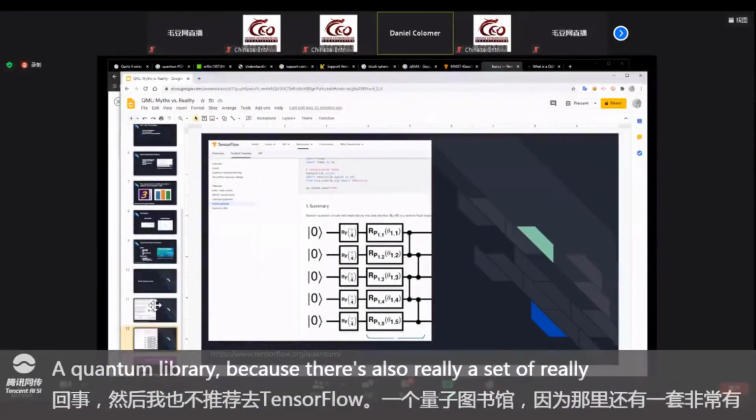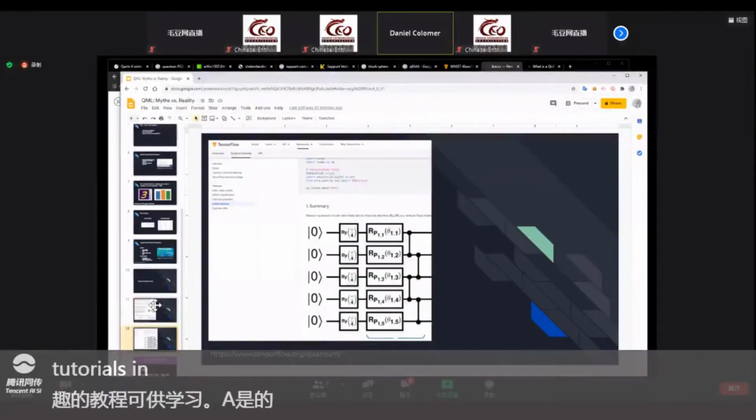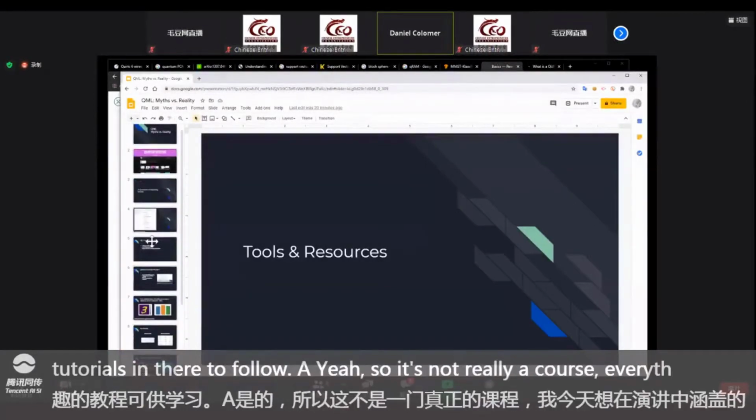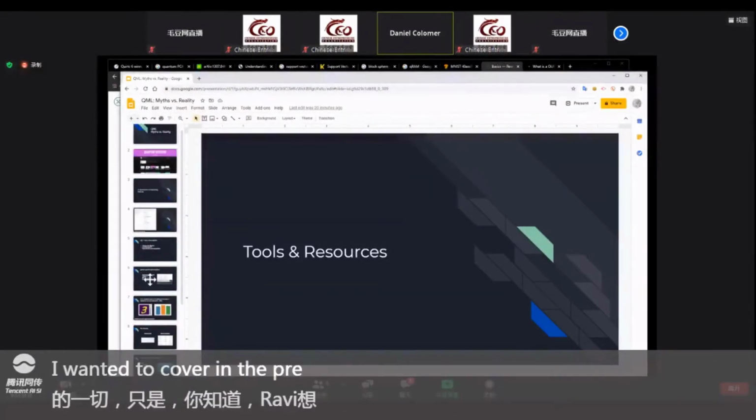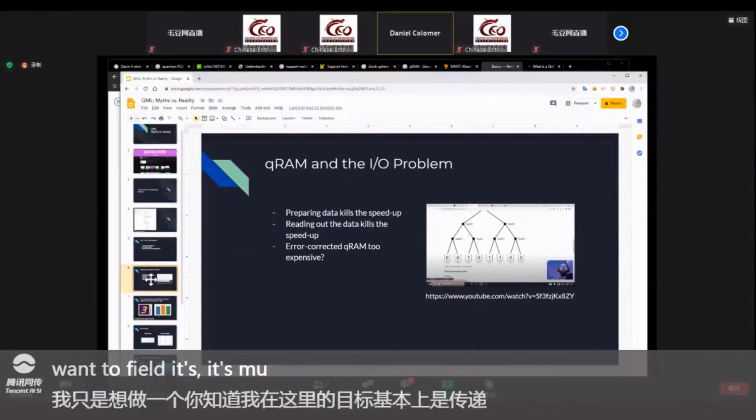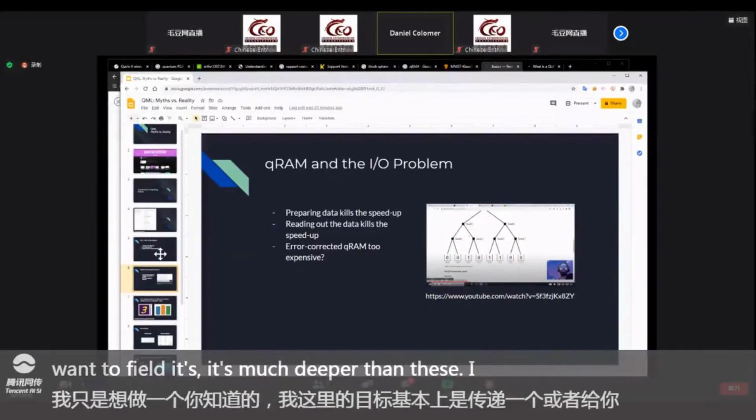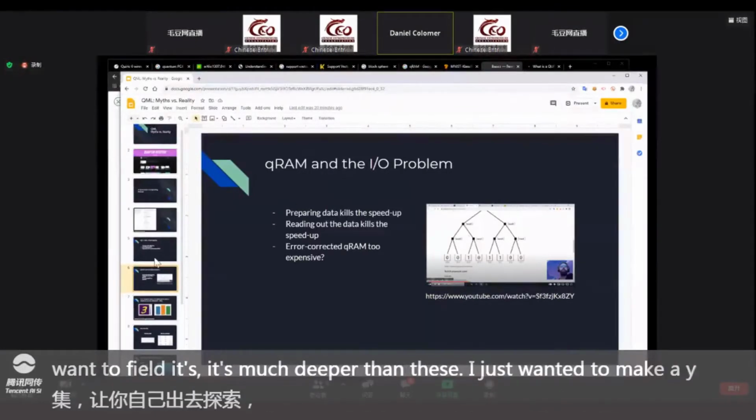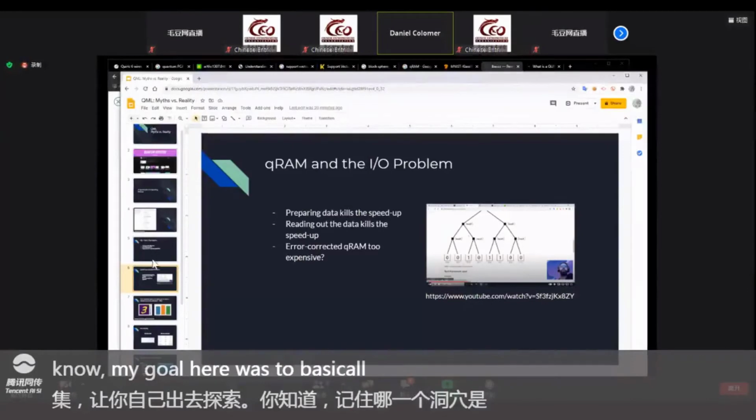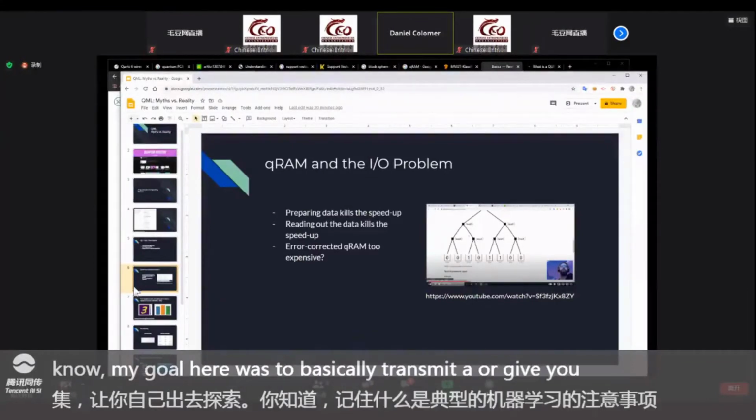Yeah, so that really covers everything that I wanted to cover in the presentation today. Just a rough view on the field. It's much deeper than this. My goal here was basically to give you the basic toolset to go out and explore by yourself, keeping in mind the caveats for the typical quantum machine learning hype stuff that you can find out there.